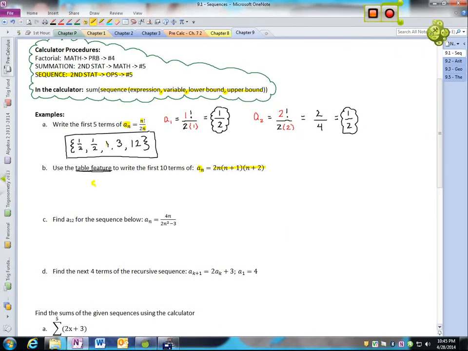So I end up with, you should be copying this from your calculator, I end up with 12, 48, 120, 240, so on and so forth.